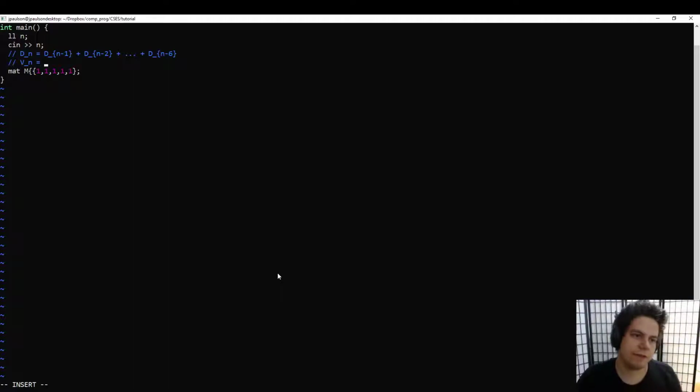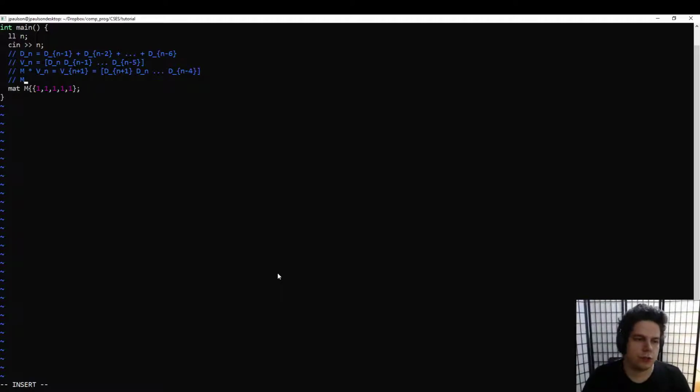So we're going to have v_n as our state vector. It's going to be d_n, d_(n-1), down to d_(n-5). And then M is going to be some matrix with the property that M times v_n equals v_(n+1). That is, v_(n+1) is d_(n+1), d_n, down to d_(n-4).